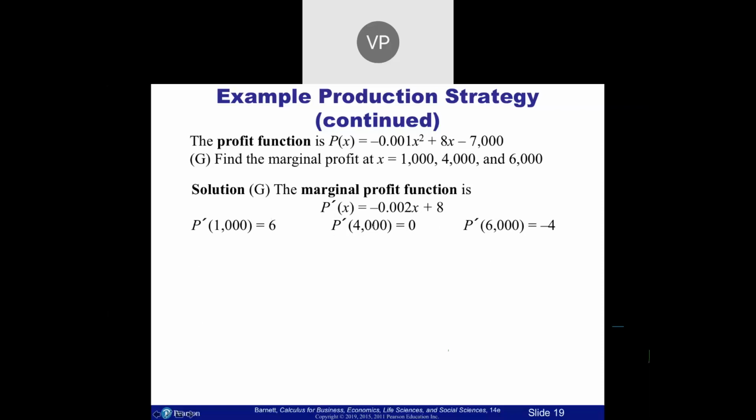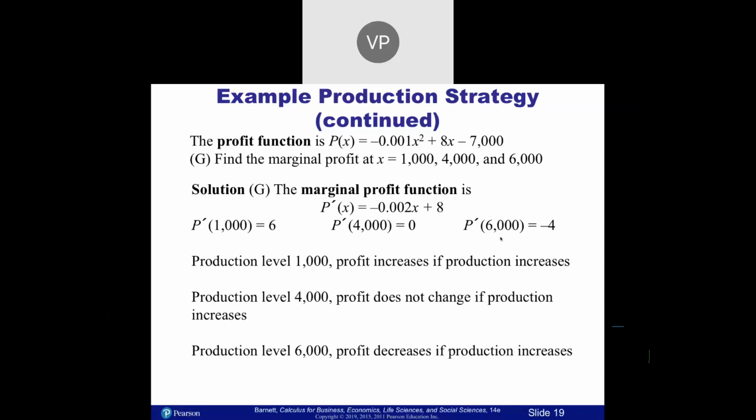At 4,000, your profit's not really going up or down. And at 6,000, your profit's dropping. So we probably shouldn't be making that many either, because we're still making money. We're still having a profit. But our profit is starting to drop, is what's happening here. Okay, so it kind of summarizes what I just said.